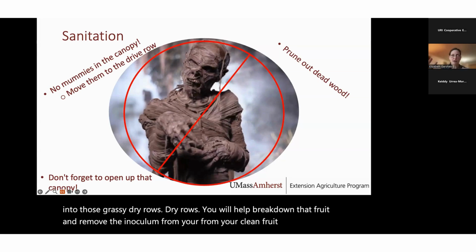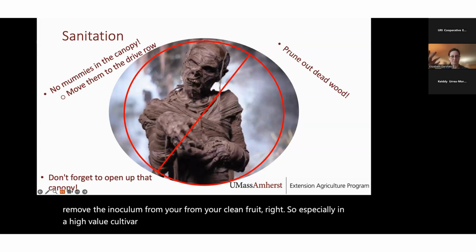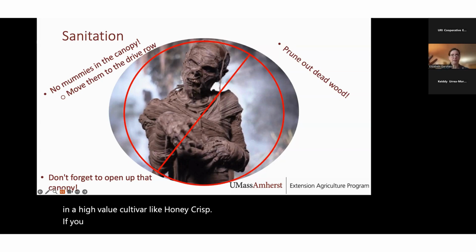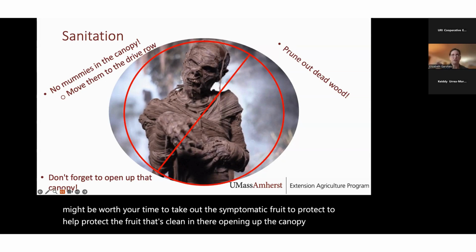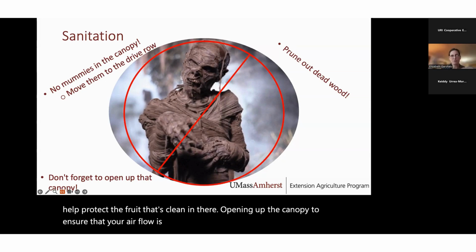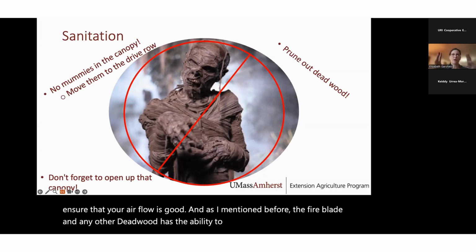Especially in a high value cultivar like Honeycrisp, if you find yourself seeing bitter rot in your Honeycrisp, it might be worth your time to take out the symptomatic fruit to help protect the fruit that's clean in there. Opening up the canopy to ensure that your airflow is good. And as I mentioned before, the fire blight and any other dead wood has the ability to harbor spore from bitter rot. So no mummies.